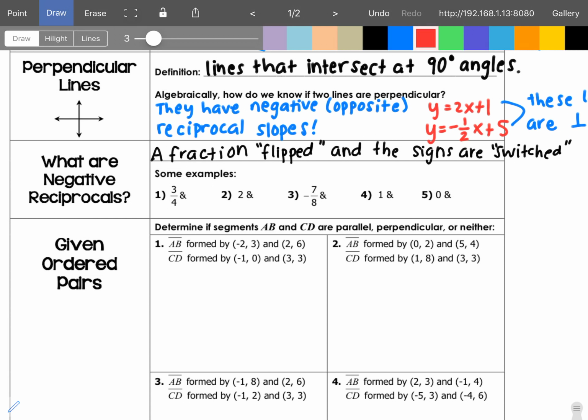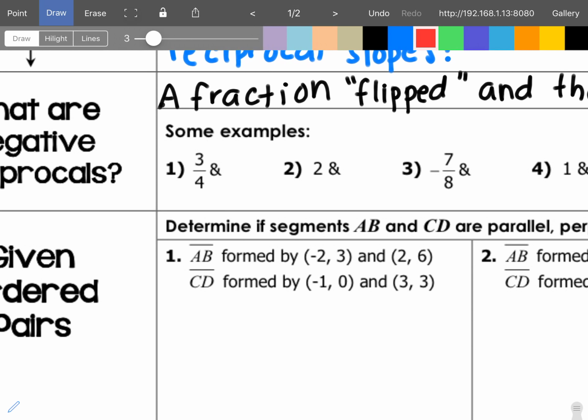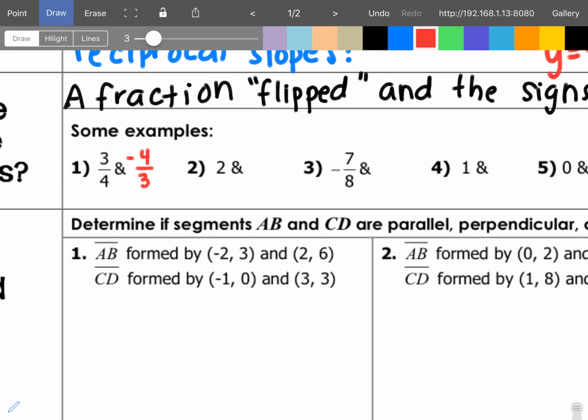So let's look at some examples. The fraction is flipped, and the sign is switched. When we're looking at the negative reciprocal of 2, we say, well, 2 is technically 2 over 1, we can put a number over 1. What would that be flipped? 1/2. A fraction flipped and the signs are switched, so instead of a positive 2, it's a negative 1/2.